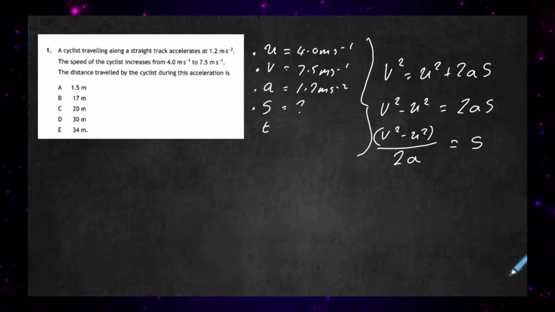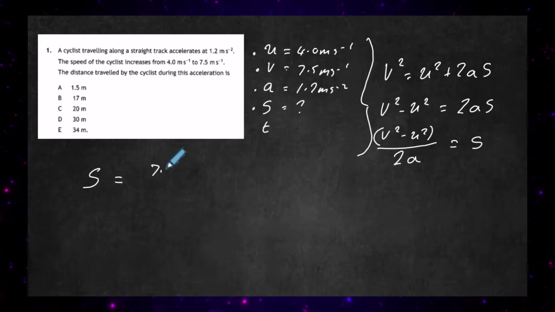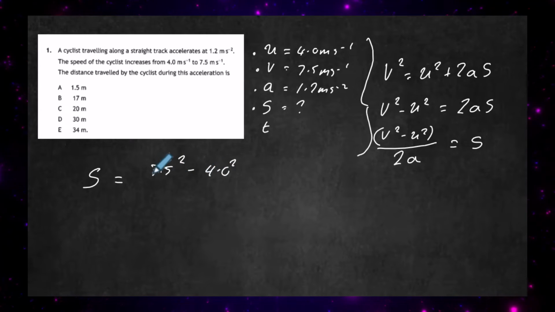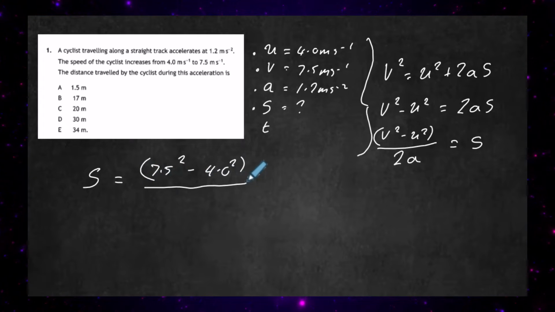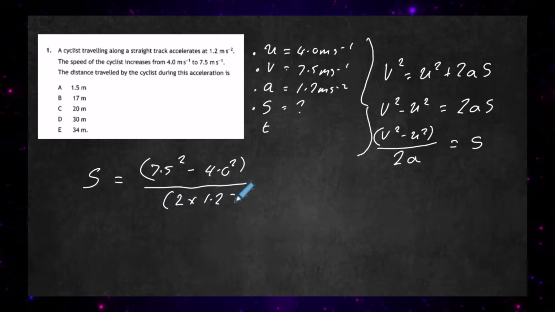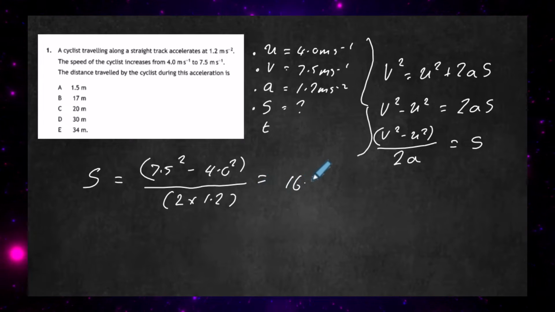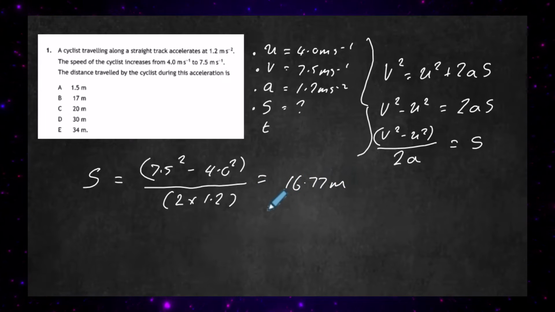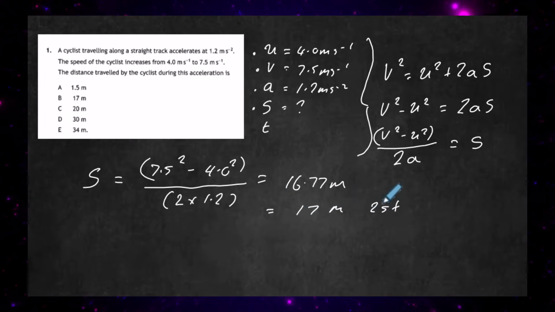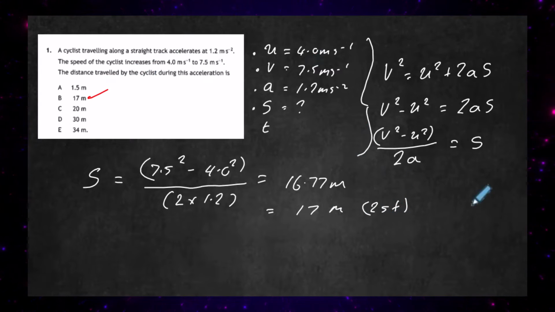So we'll put in the numbers, and s is going to be equal to the final speed, which is going to be 7.5, and we're going to square that. Take away the initial speed, 4.0, and we're going to square that as well, and divide by 2 times acceleration, which is 2 times 1.2. So we do that in our calculator, we end up with a value of 16.77 metres, and therefore we round that to 2 significant figures, 17 metres, and the answer for that is going to be answer B on our sheet.